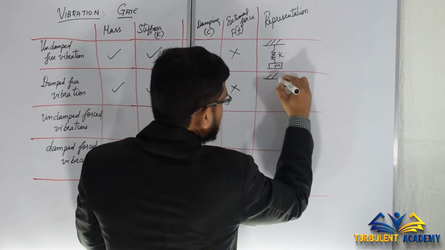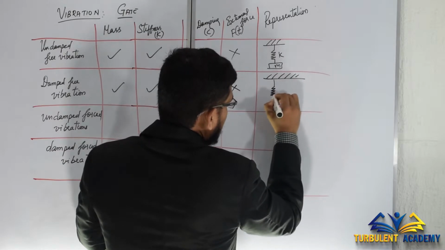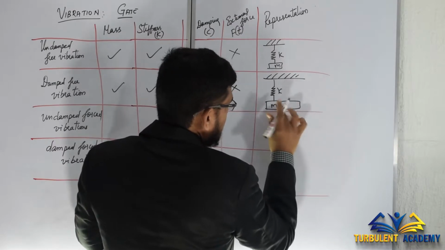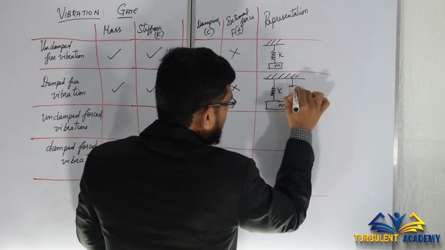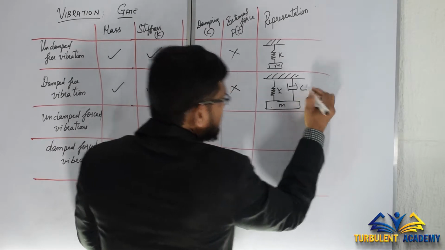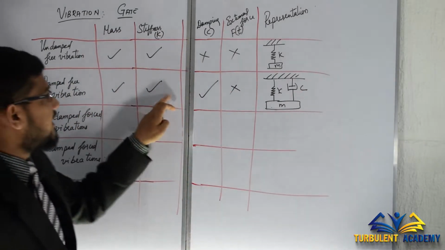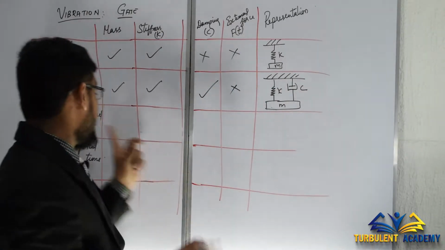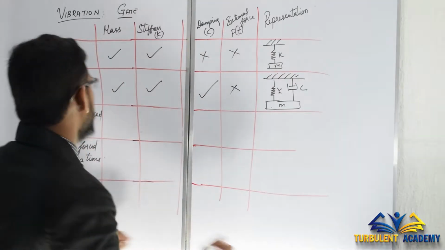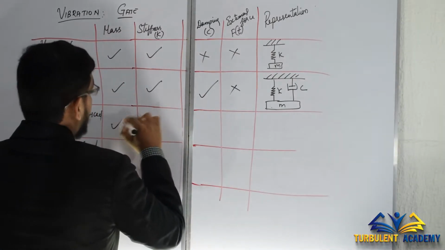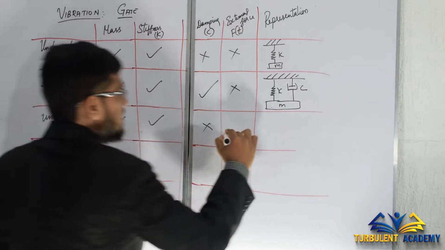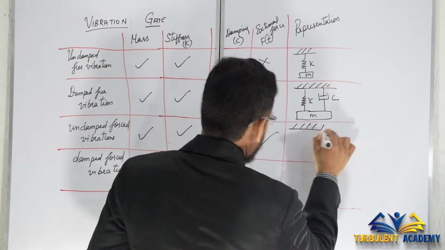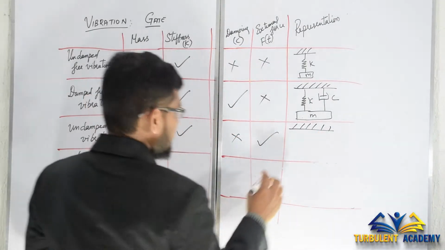So I'll have the same system. I have a spring, M is there, K is there, I'll extend this. So M is there, and with a piston cylinder arrangement, we have a damper, this is C. So we have M, K, C, done. Next is undamped forced vibration, where you are applying some external force on it. Obviously we have mass and stiffness, no damping, and external force is there. So this is undamped forced vibration.